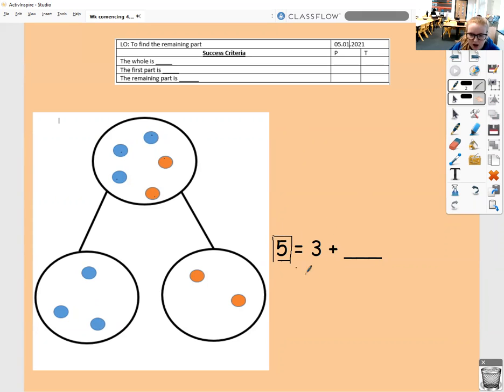Our first part is 3. Which one of these parts is our first part? I think it's this one. Let's double check. 1, 2, 3. The first part is 3. Fantastic. Now we need to find the remaining part.